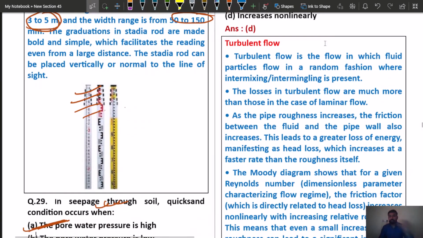What is turbulent flow? When the flow of fluid particles is going randomly, this is called a turbulent flow, and there the intermixing of the fluid particles happens. So in the turbulent flow there are losses, and these losses are more than in laminar flow. If the pipe roughness increases, friction between fluid particles will also increase, and that will lead to the loss of energy.